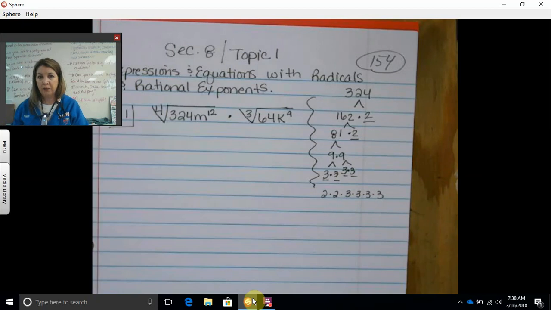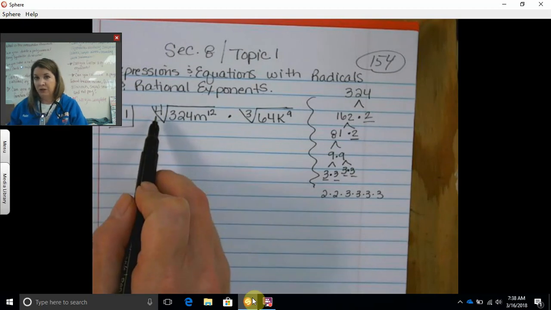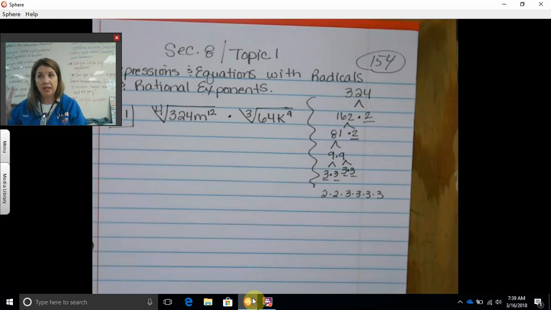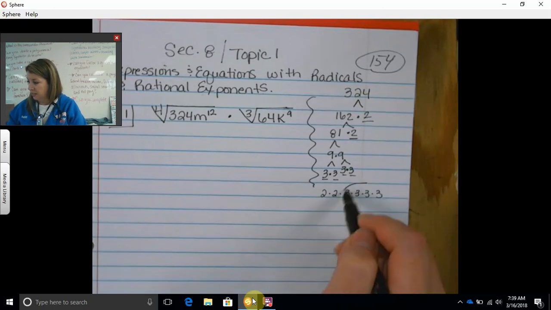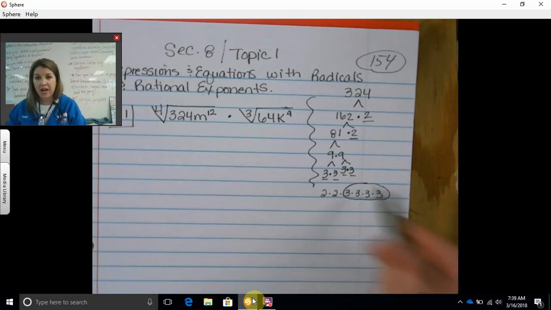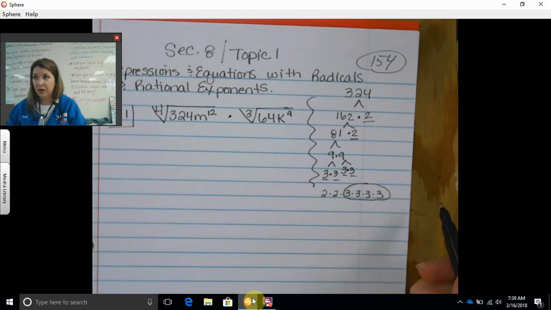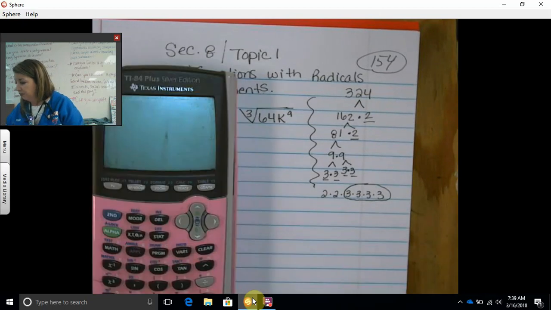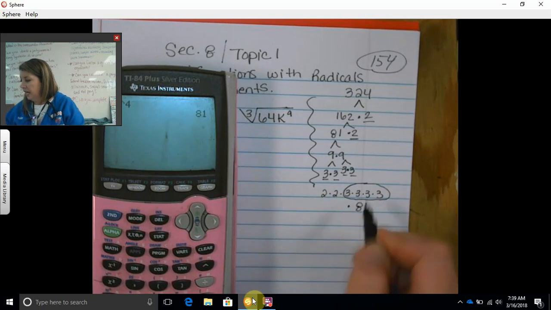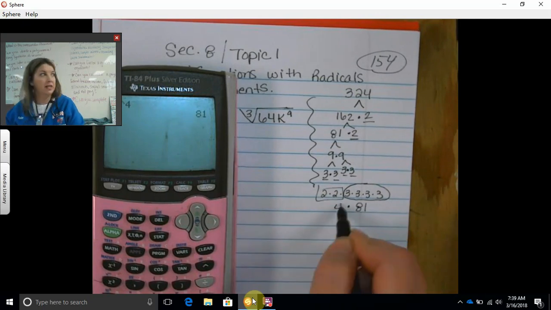So you're like, well, why do we go through all that? Well, I'm looking for a number that has a perfect 4th root. So I need 4 identical factors. Does 324 have 4 identical factors? Yes. So if we multiply all those together, the result will have a perfect 4th root. So that would be 3 to the 4th power, which is 81. And anything that you have left, just multiply it together.